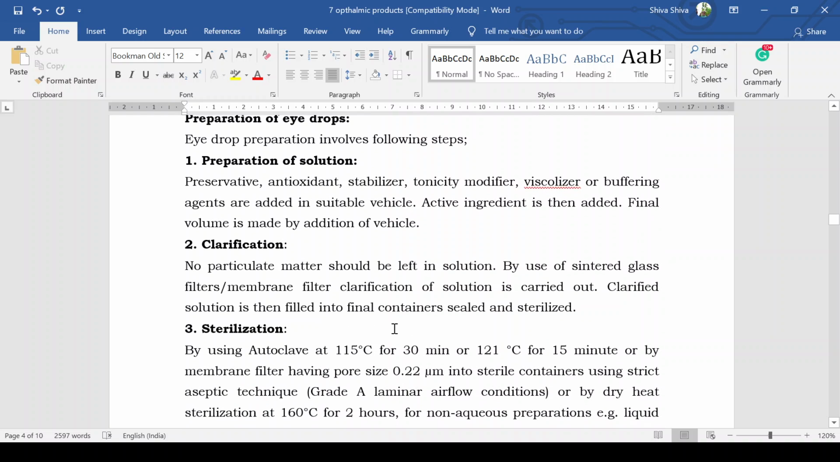Then clarification. To remove any kind of particulate contamination from the product, the solution is filtered. Generally, clarification of the solution is carried out using a sintered glass filter or membrane filter. The clarified solution is then filled into the final container, sealed and sterilized.